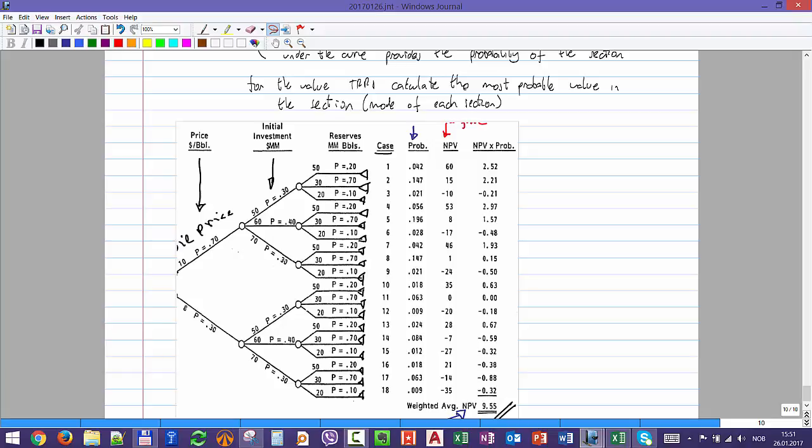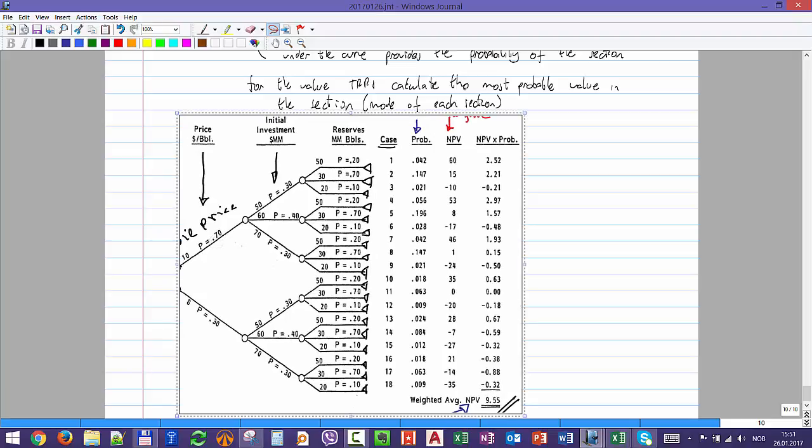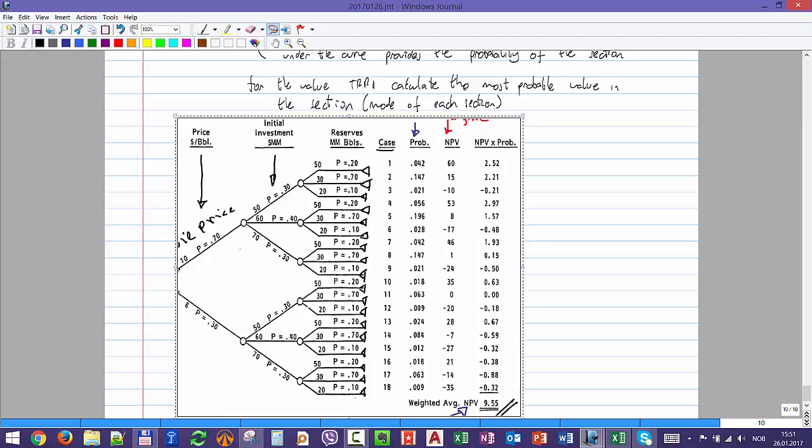And here they decided to discretize only in 3. So I have to put all the cases. I have 18 cases. I have the probability of each case, which I calculate as 0.2 times 0.3 times 0.7. For the second, 0.7, 0.3, 0.7, and so forth. And then I have the NPV associated with each option. I have the price, the initial investment, and the reserves, and I can calculate the NPV.